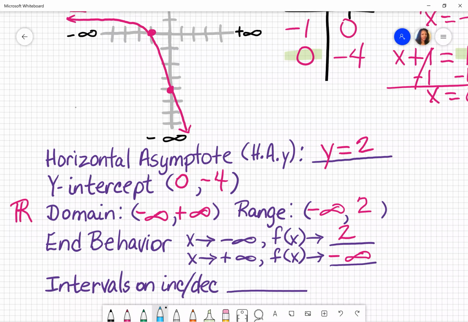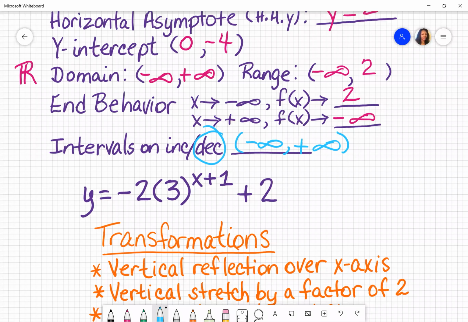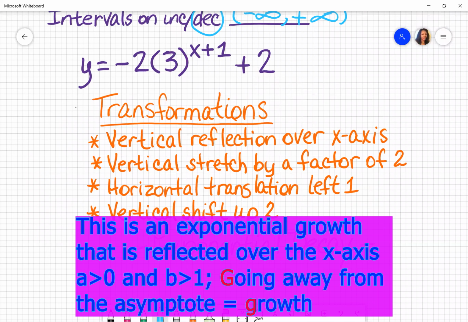Intervals of increase or decrease. Take your finger and just trace the graph. Am I increasing or am I decreasing? And you always go from left to right. I'm decreasing. The interval of decrease is your domain, -infinity to +infinity.